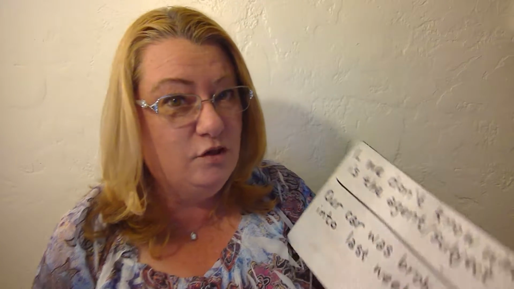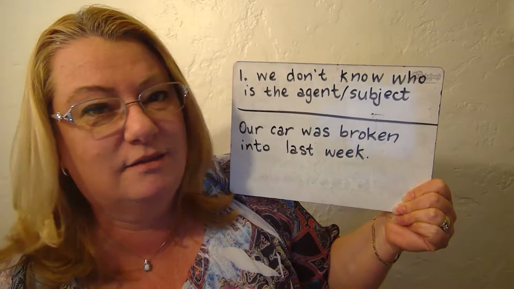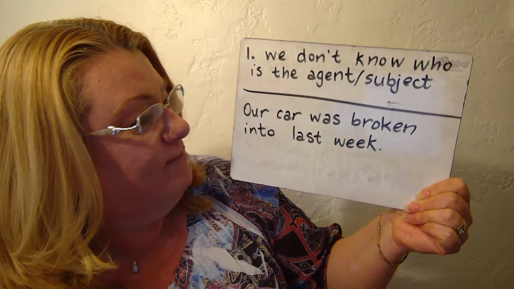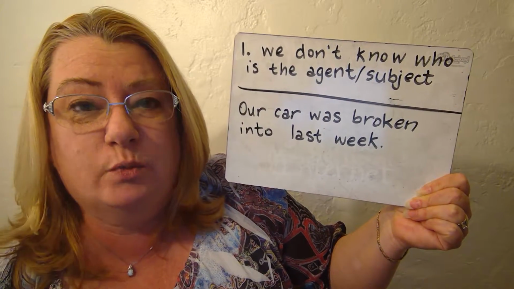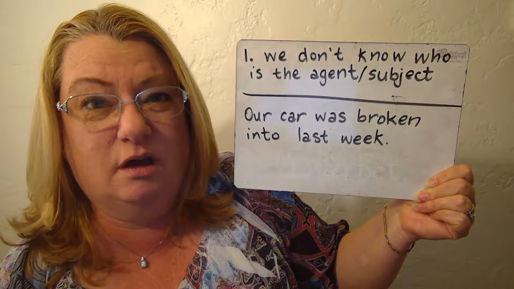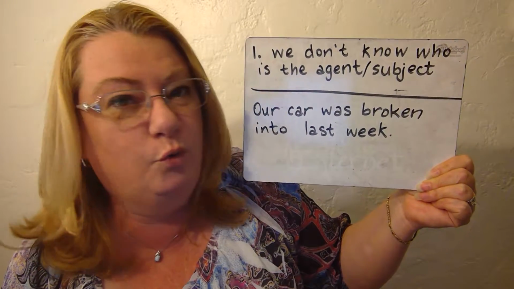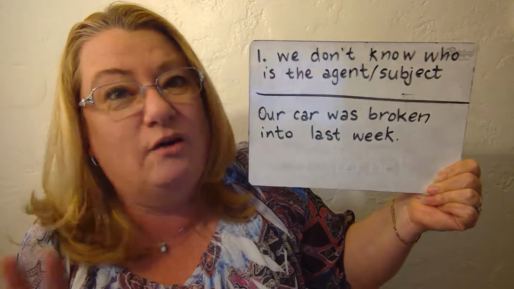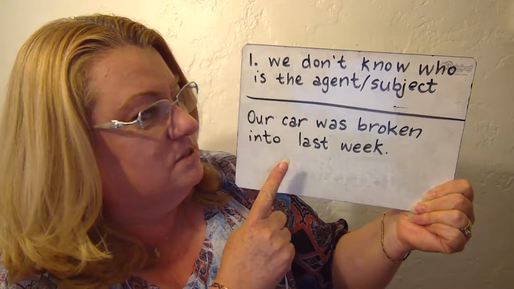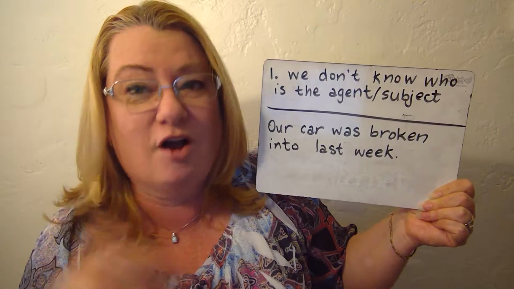I'm receiving that information. Now, the number 1 situation for when we use passive voice: we don't know who is the agent or the subject, such as, our car was broken into last week. The focus is on that our car was broken into. Well, I know the thieves broke into it, but I don't know who those thieves were. So I don't know who they are. So therefore, the focus is on here. So the number 1 reason is when you don't know who is the person causing that problem.